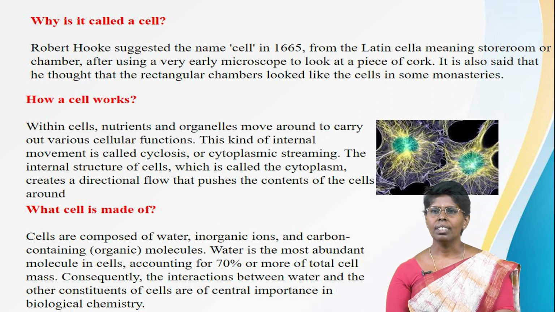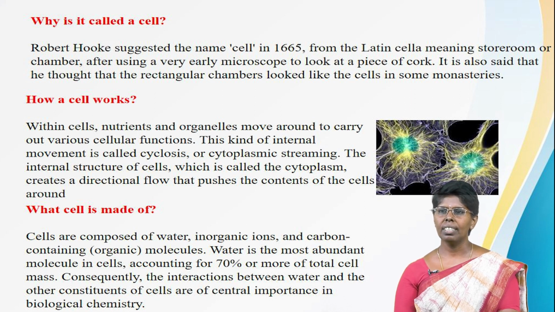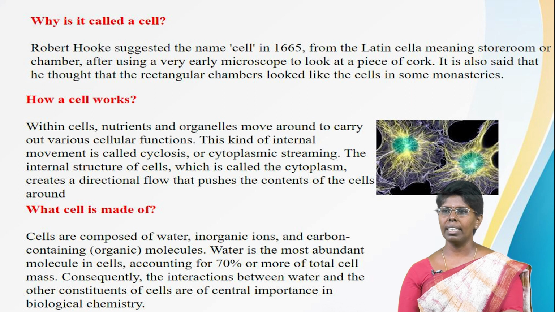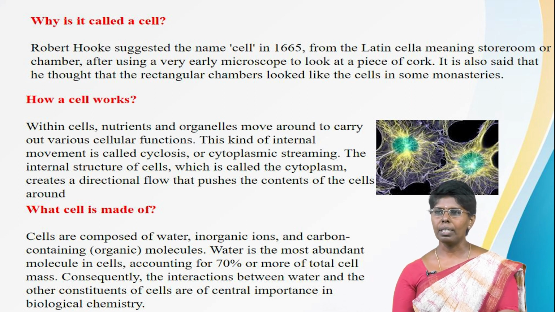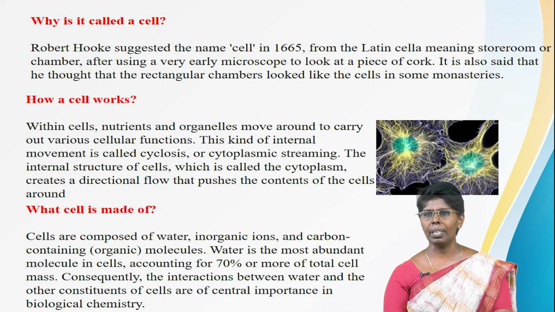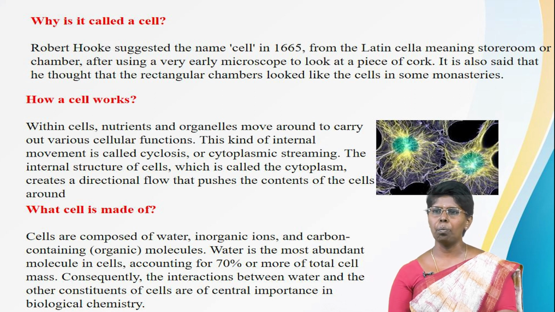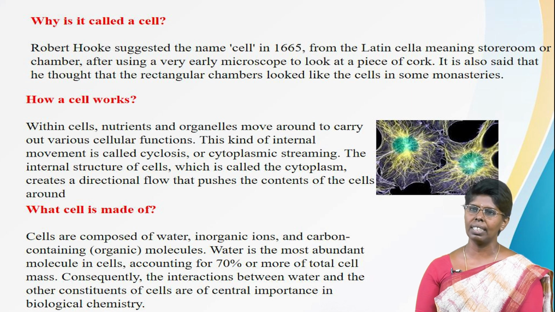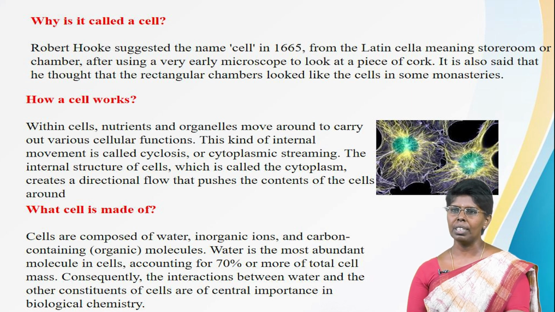How does a cell work? Within the cells, nutrients and organelles move around to carry out various cellular functions. This kind of internal movement is called cyclosis or cytoplasmic streaming. The internal structure of the cell, the cytoplasm, creates a directional flow that pushes the contents of the cell around. The cell is encircled by the plasma membrane, and within it the streaming occurs in the cytoplasm itself.